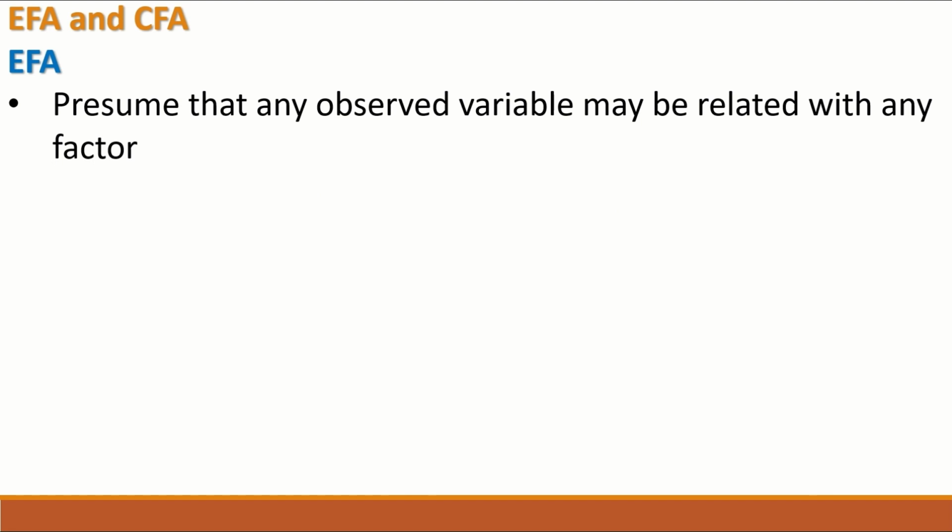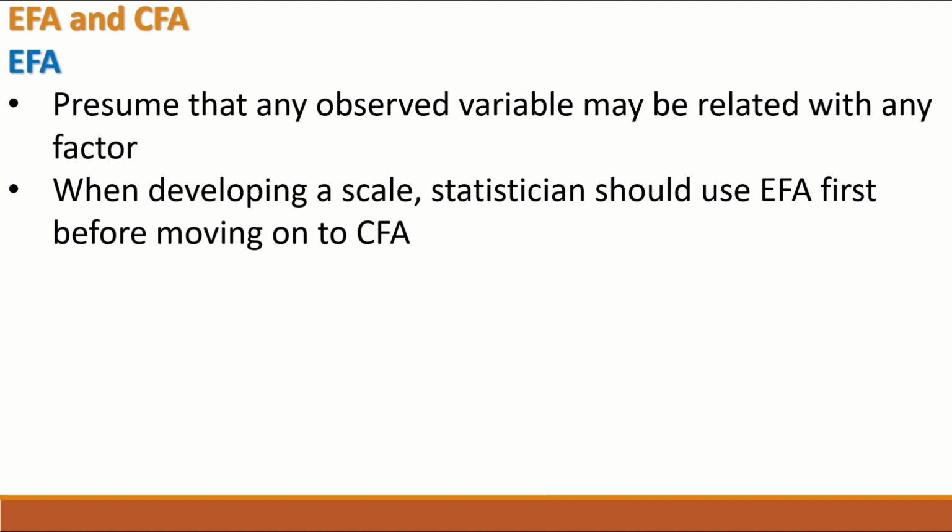So EFA presumes that any observed variable may be related with any factors. So the EFA assumes at the beginning that any items can be associated with any factors, and then the EFA will determine and define which items or item is associated with a factor. When developing a scale, statisticians should use EFA first before using the CFA. So EFA first, then move to CFA.